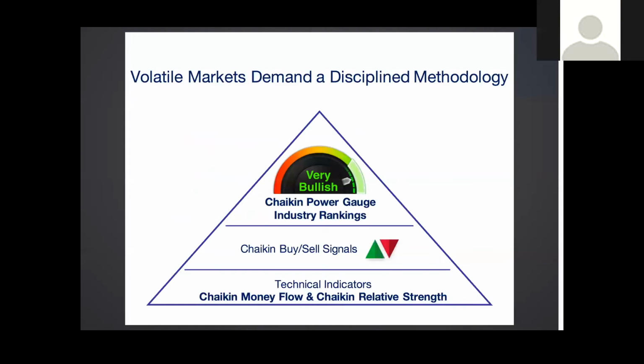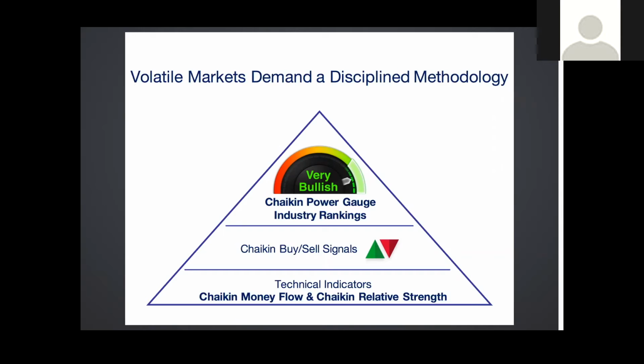So I want to spend a little time on the power gauge because part of what we're trying to accomplish in this webinar is to convince you that a disciplined methodology should be part of your plan for 2017, whether it's based on Chaikin or Investors Business Daily or any service that you feel is valuable. Disciplined methodology is absolutely critical in volatile markets. So we start on the top with the Chaikin Power Gauge rating, which is our core intellectual property because it's better than anything else on the market, and you'll see why in a minute.